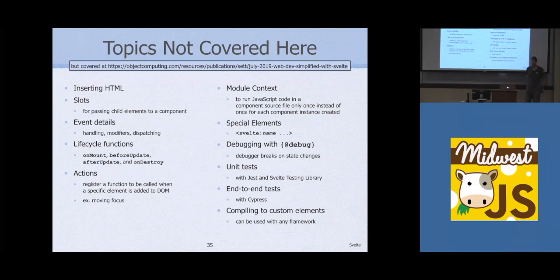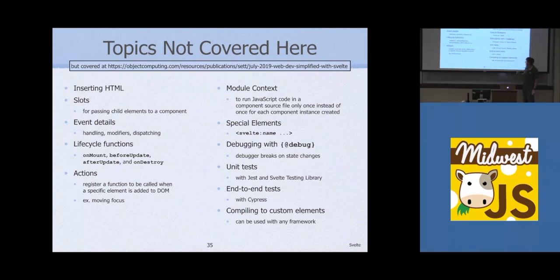If I say @debug inside curly braces, it means I'd like to break in my browser debugger anytime there's a state change in this component so that I can look at things. And I can even give a list after debug inside the curly braces to say, only break if these certain pieces of state change. You can write unit tests for your Svelte components, and you can do it using Jest, and there's a library called Svelte Testing Library that works in conjunction with Jest.